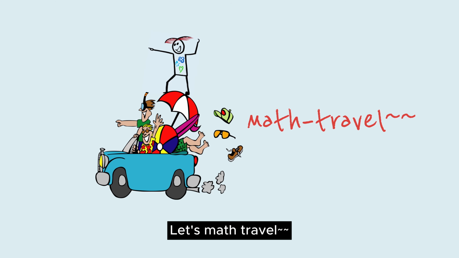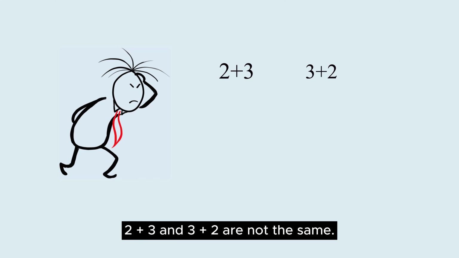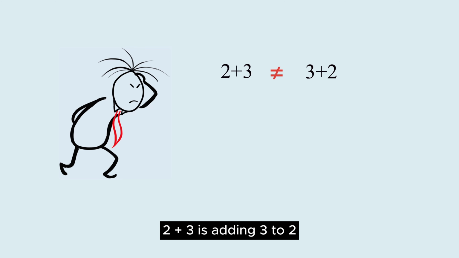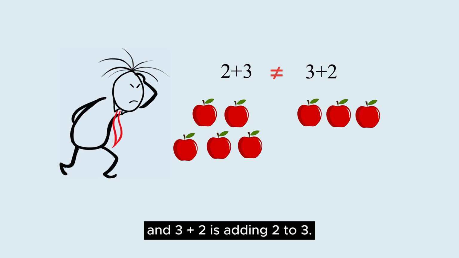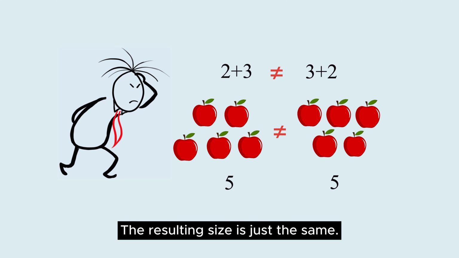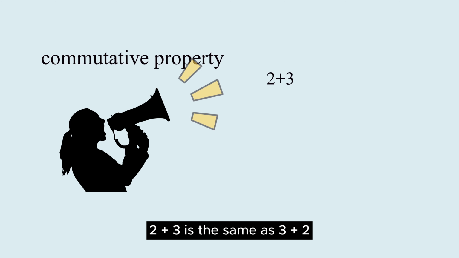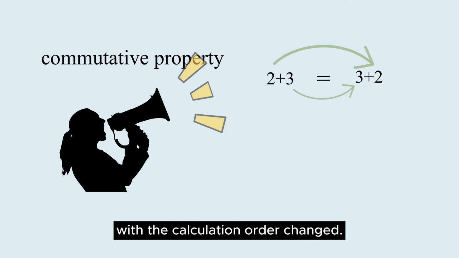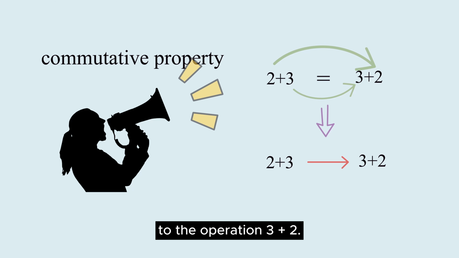Let's math travel. Strictly speaking, 2 plus 3 and 3 plus 2 are not the same. 2 plus 3 is adding 3 to 2, and 3 plus 2 is adding 2 to 3. The process is different. The resulting size is just the same. The commutative property tells us that 2 plus 3 is the same as 3 plus 2, with the calculation order changed. Therefore, it is okay to change the operation 2 plus 3 to the operation 3 plus 2.